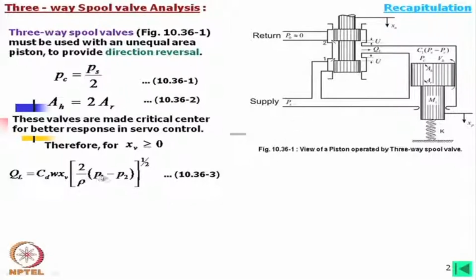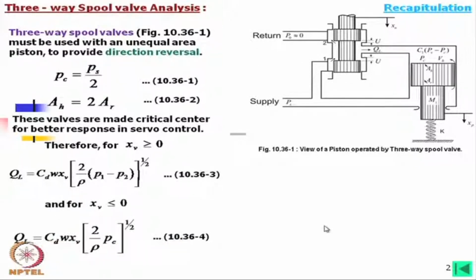And then this flow here, this load flow, we are considering P1 and P2 as the pressure difference. So, that will be the flow. Pressure here is P1, here it is P2. Now, for the other direction, the load flow is given by, now PC is the control pressure there, and the other pressure is 0. So, PC into 2 by rho, under root, and this is again the area of the orifice.